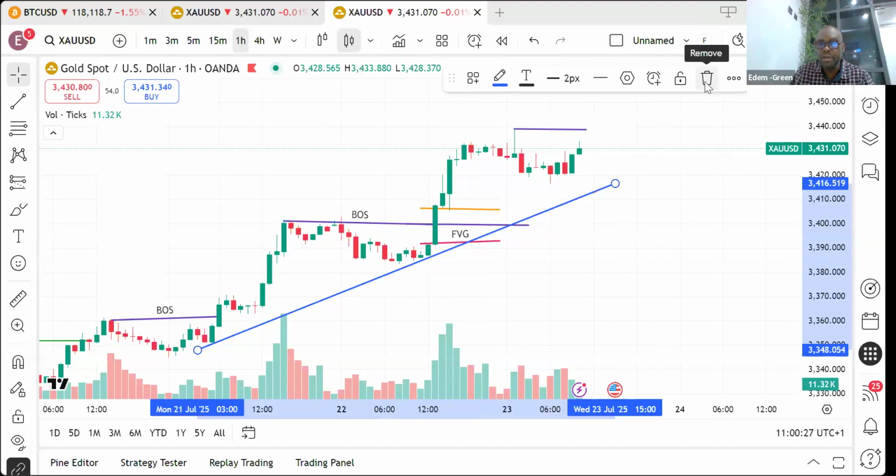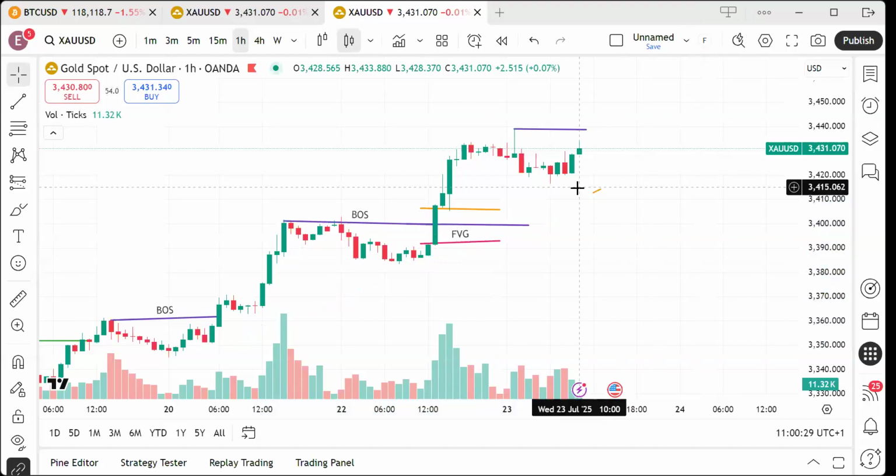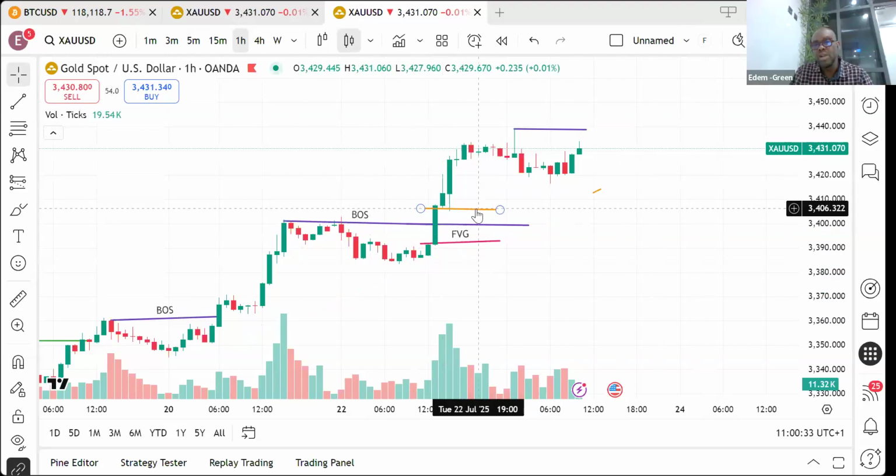Do you want to take the automatic before you take all the questions? Okay, so let people drop questions or raise their digital hands, and then we can go over it. We can take the questions before we go to the automated fair value gap trading.